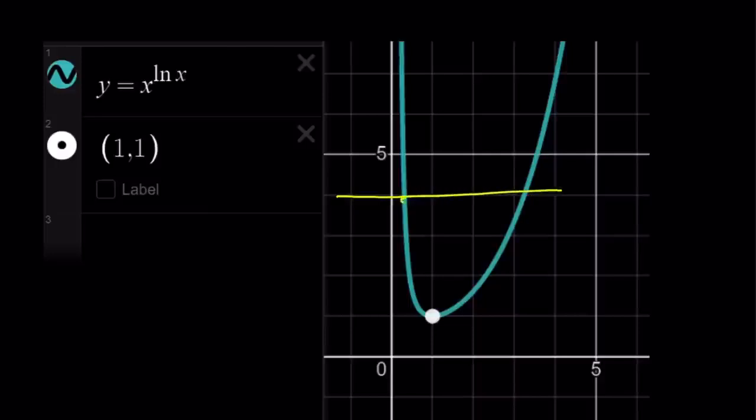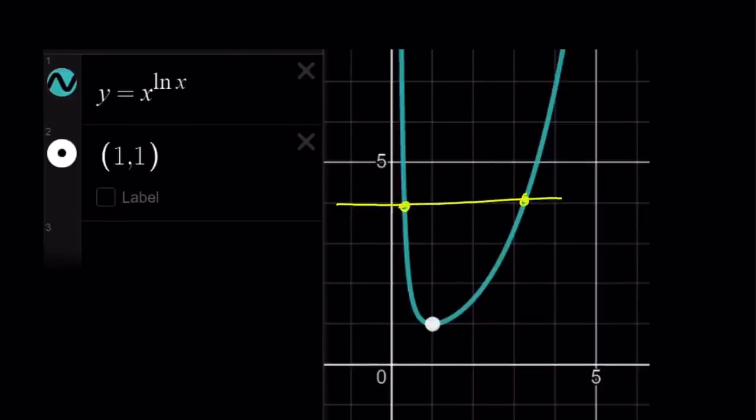this is going to intersect the curve at 2 points, and if you look at the x coordinates of those points, you're going to realize the following. If one of them is m, the other one is just going to be 1 over m. Why? Because these 2 points are going to give you the same x to the power ln x values. So it's kind of interesting. Any horizontal line you draw, check the x coordinates of the points. They're always going to be reciprocals.